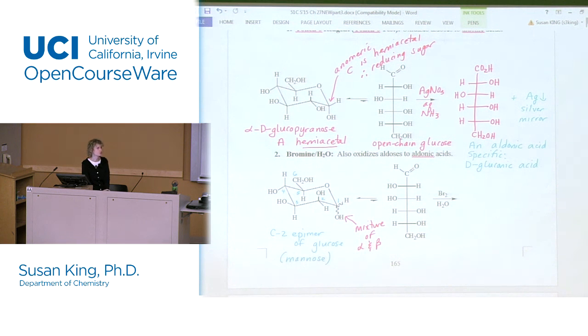This equilibrium mixture will not exactly match glucose because it's a little bit different. It has one of the hydroxyls in the axial position, so there's going to be a different percentage, but we could calculate it like we did glucose if we had those optical rotations. All right, so this is open chain mannose, D-mannose.